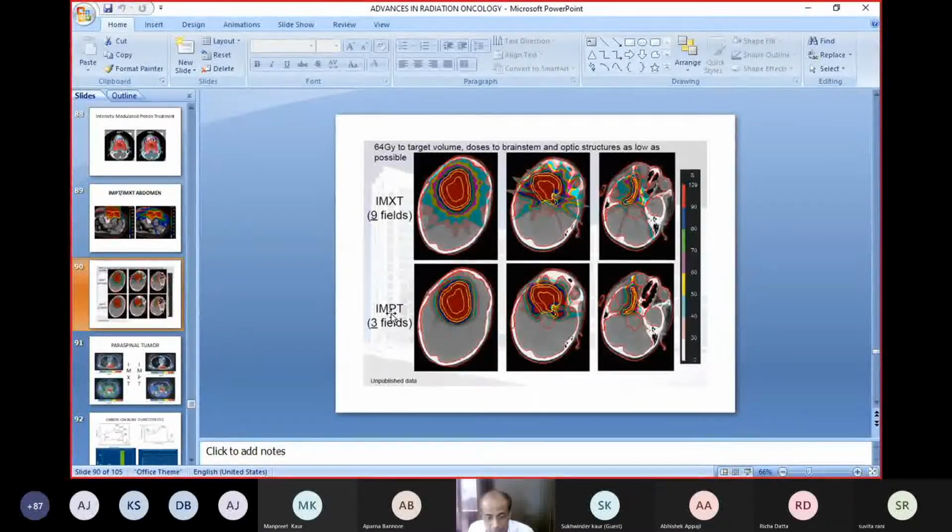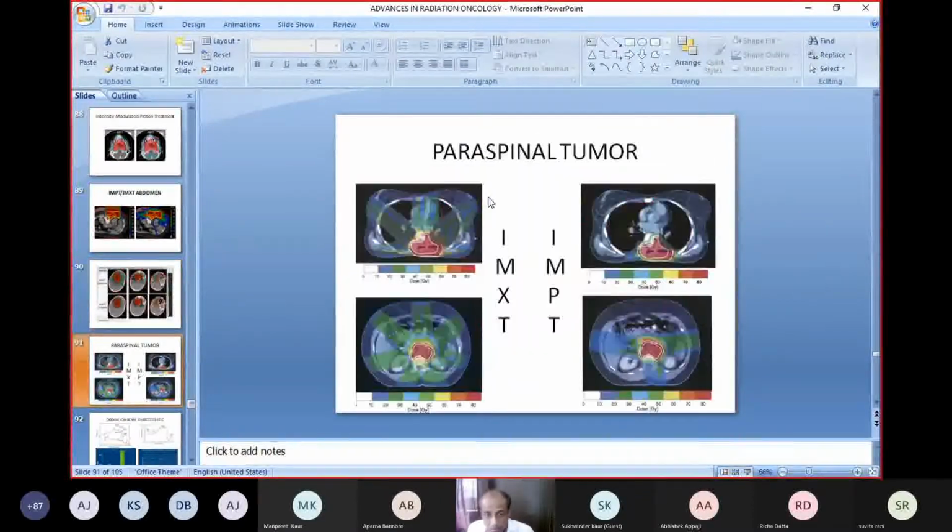Here is also the same thing. This is proton therapy. You can see how precisely it is localized to the area of interest. But in X-ray based radiation therapy, you see the normal brain also getting the radiation in a lower dose gradient. Same thing when it comes to a spinal cord tumor.